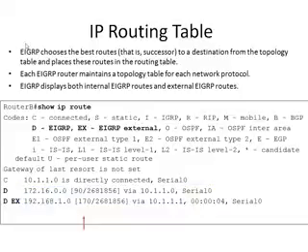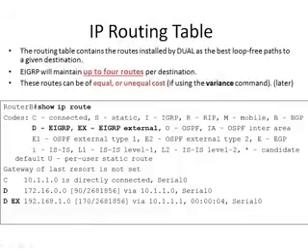Okay, so this is all about the routing table. The routing table contains the routes installed by DUAL. DUAL is the Diffusing Update Algorithm to find the best path and the best loop-free path to a given destination. EIGRP will maintain 4 routes per destination. So in the topology table, EIGRP keeps 4 paths to reach any destination.